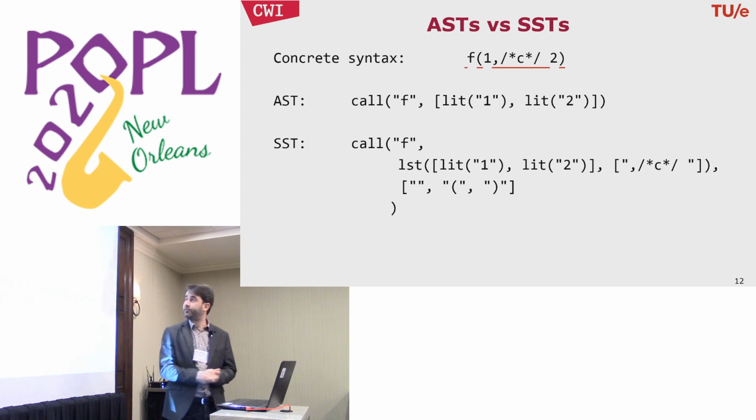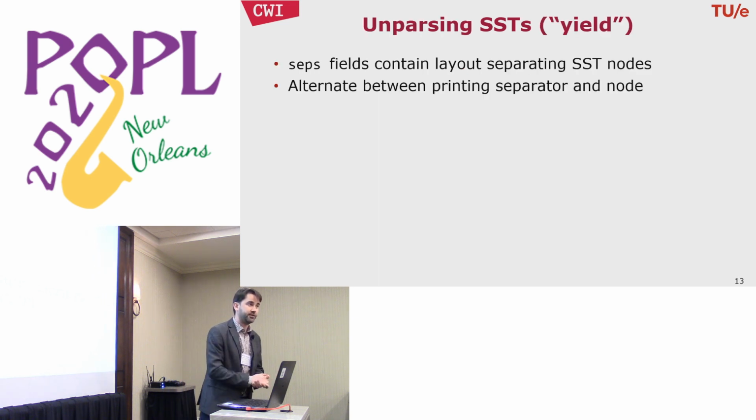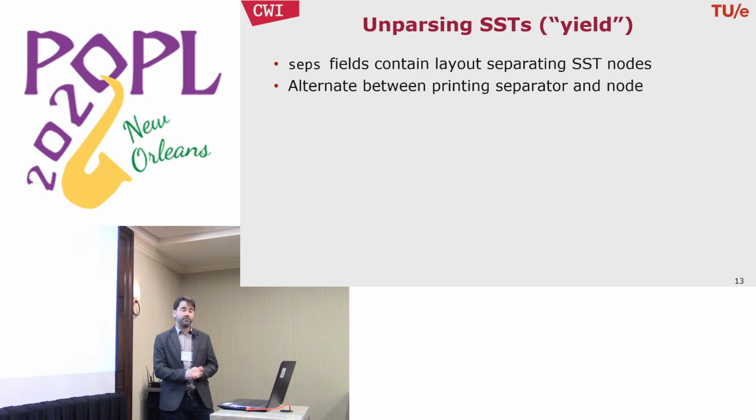That is very convenient because, as I mentioned, we want to be able to unparse such trees back to source code. By design, every node has a seps field, and every list has a seps field containing the separating syntax. What we can do now is alternately print out a separator and yield a child node, and do this until we're done.